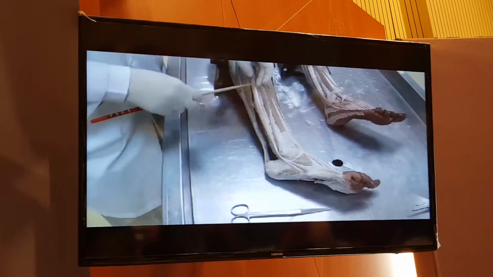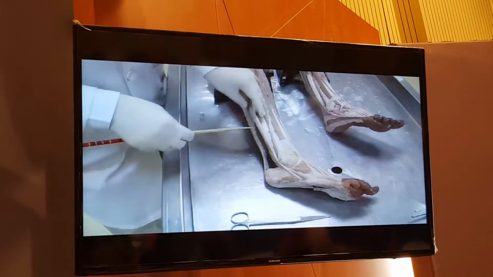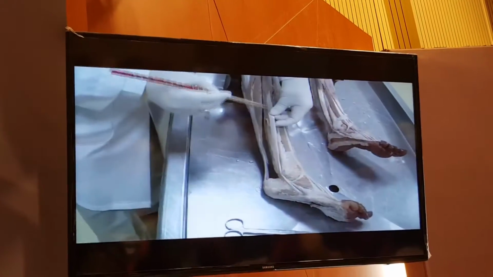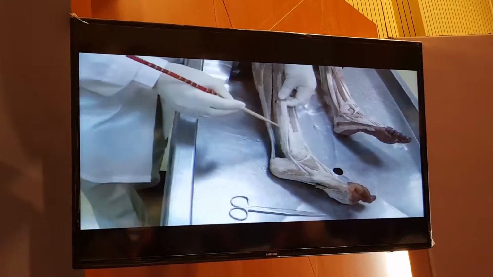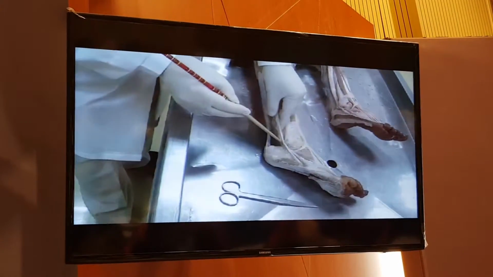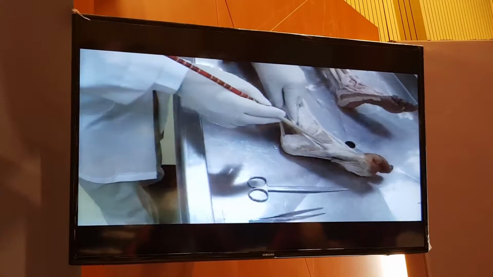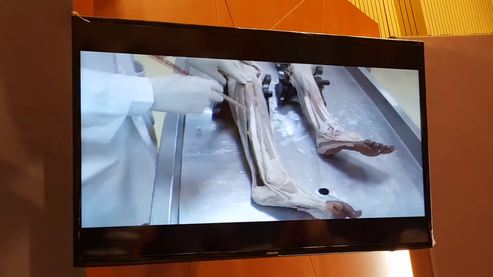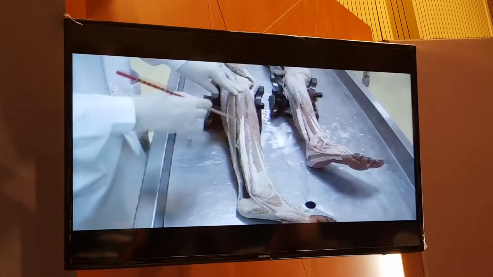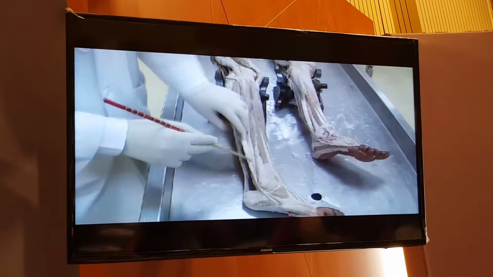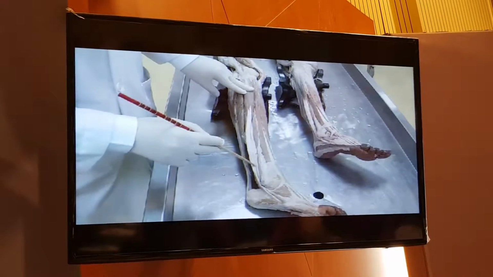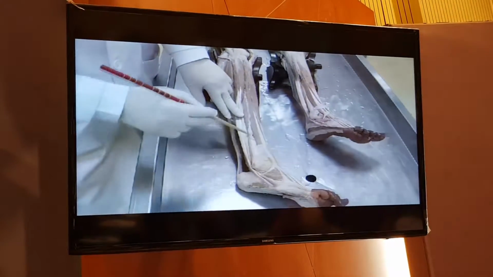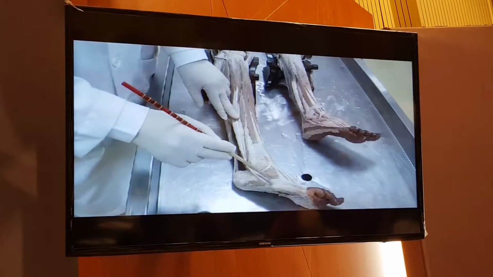Deep to the peroneus longus tendon is the peroneus brevis. It also goes around the lateral malleolus and attaches here. Both muscles are supplied by the superficial peroneal nerve. Okay, they are evertors of the foot. Both muscles will evert the foot.